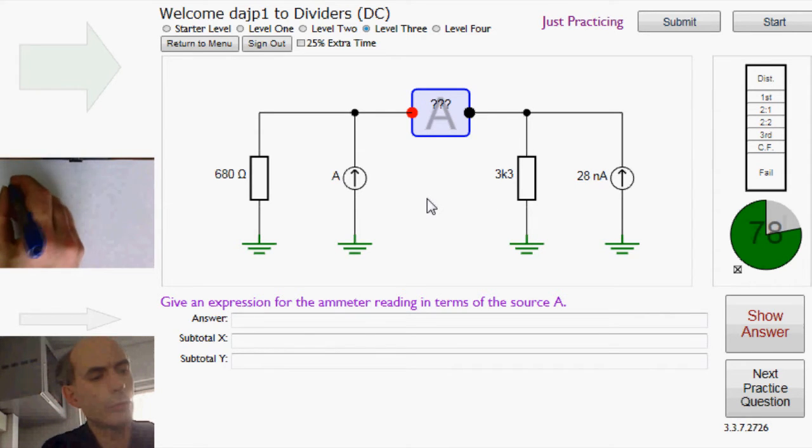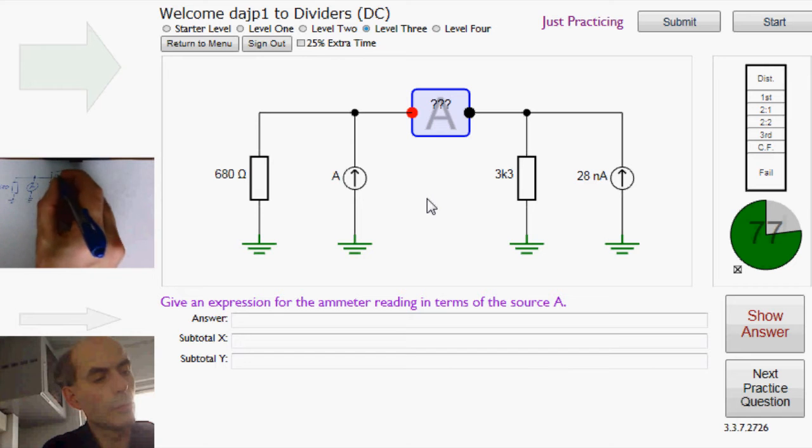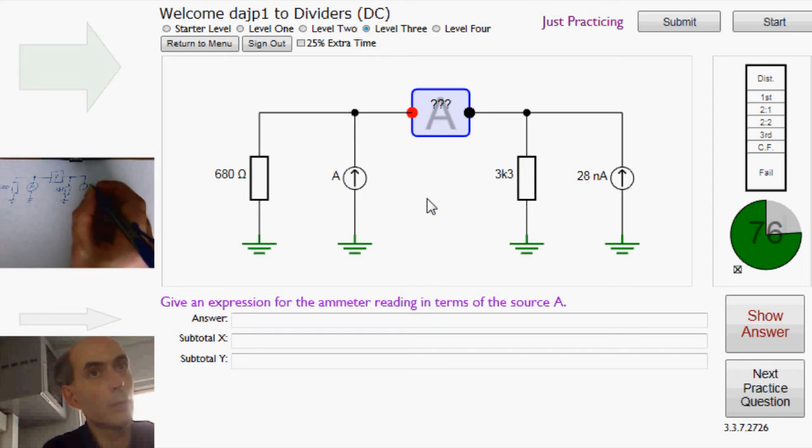Let's see, we've got here a 680 ohm resistor, an unknown current source, an ammeter, which is reading something, a resistance here of 3K3, and a current source down here, which is 28 nanoamps.